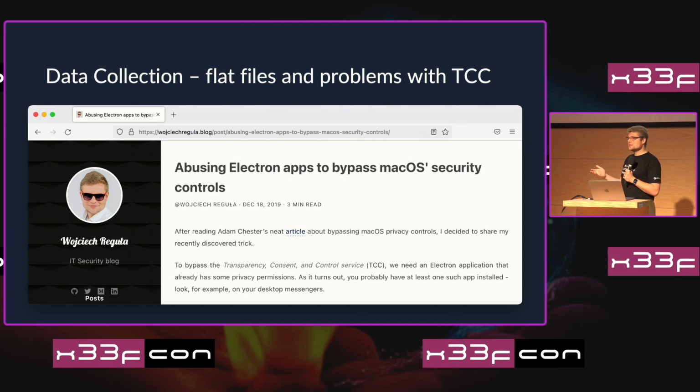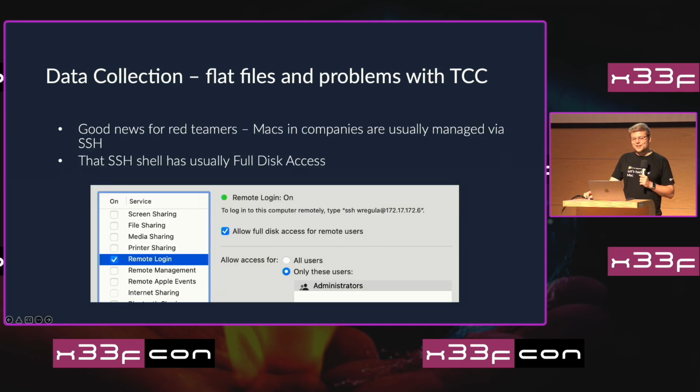So for example, let's imagine you want to access the camera on your victim's machine, and that victim uses Microsoft Teams in their company. We can expect that Microsoft Teams has the camera, screen sharing, and recording already granted, right? So we can inject into Microsoft Teams and use its permissions to bypass the TCC. However, there is even more.